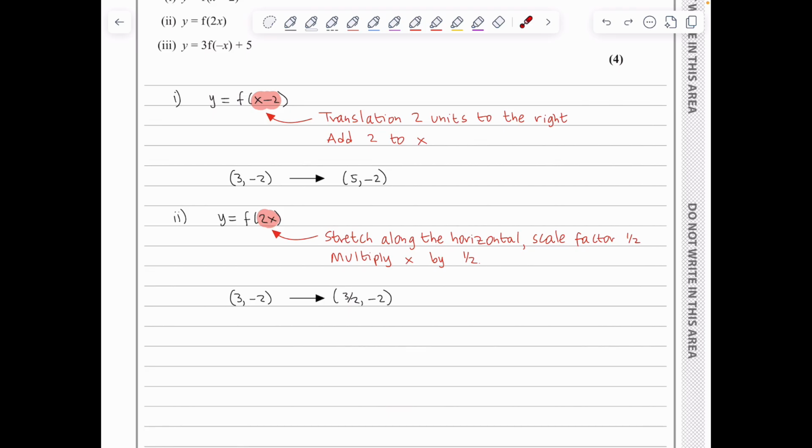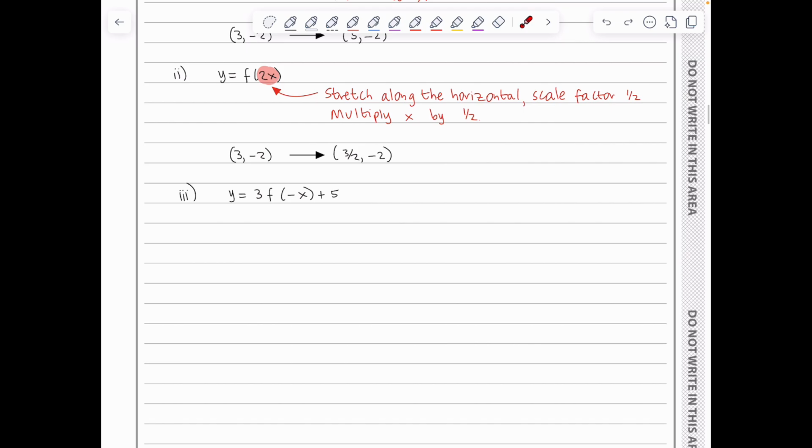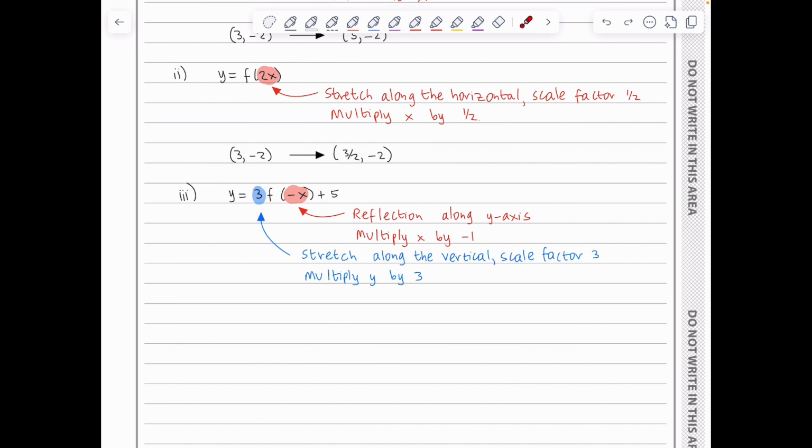In III, we've got y is 3f of negative x plus 5, so we've got 3 transformations applied here. The negative x here means we are reflecting along the y-axis, we are multiplying x by negative 1. The 3 here means we are multiplying the y values by 3. It's a stretch along the vertical with scale factor of 3. And the plus 5 here is a translation 5 units up, so we are adding 5 to y.